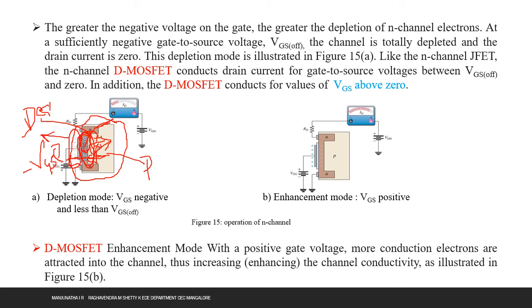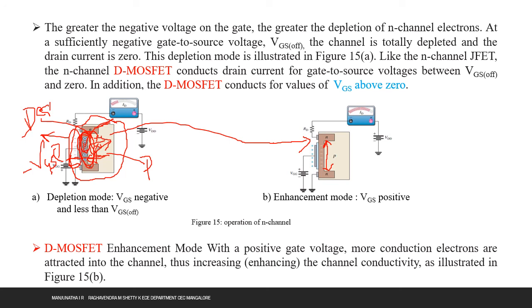Now I want to make this same device operate under enhancement mode. What is the meaning of enhancement? We are going to elaborate or enlarge something, right? What are we going to enlarge? The channel which already exists. I want to make it elaborate, or enhance.